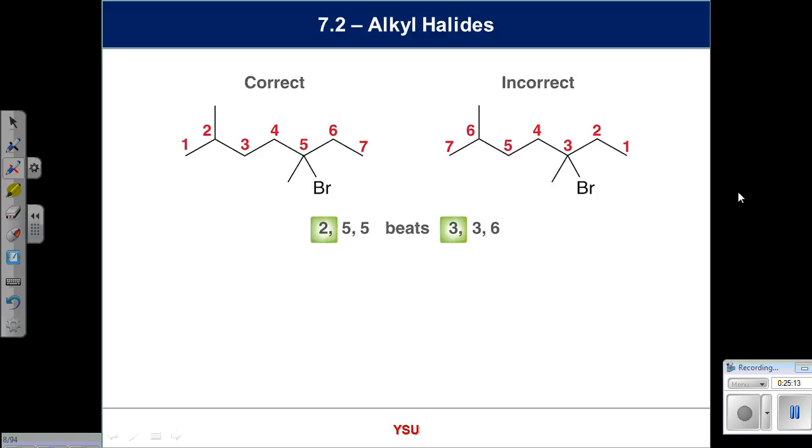Well, again, we've got to be careful with numbers. This is just a refresher, a review, if you like. In this example, we've got the possibility of a 2,5,5 versus a 3,3,6. So we keep the number small, and the 2 beats the 3. That's how we number these things to keep it sensible. You'll recognize now, you can number from left to right. You can number from top to bottom or right to left. But it's getting you the smallest numbers and the longest chain.